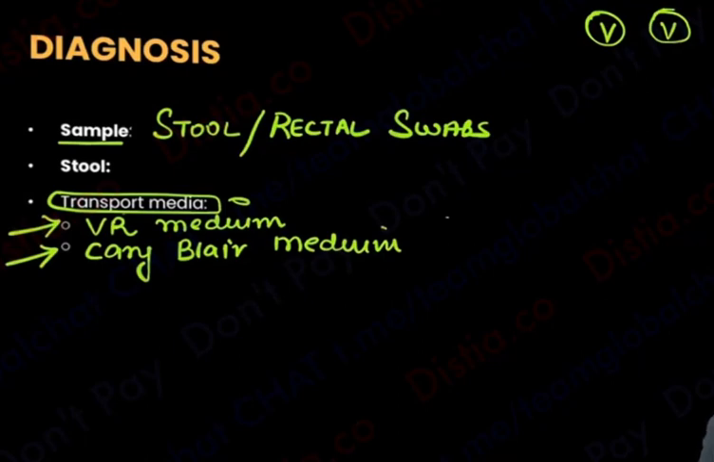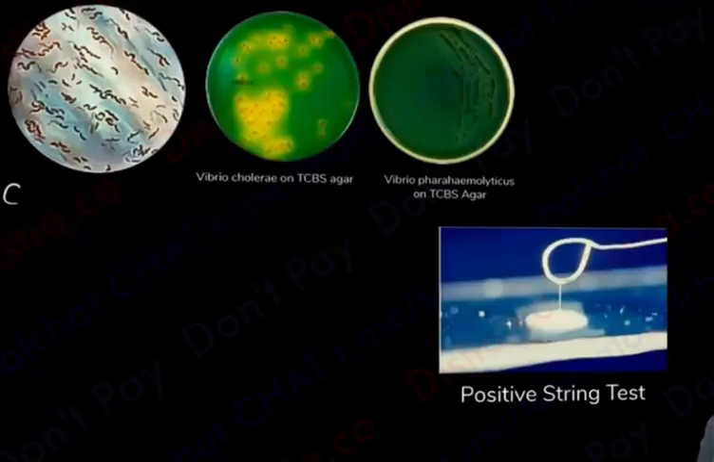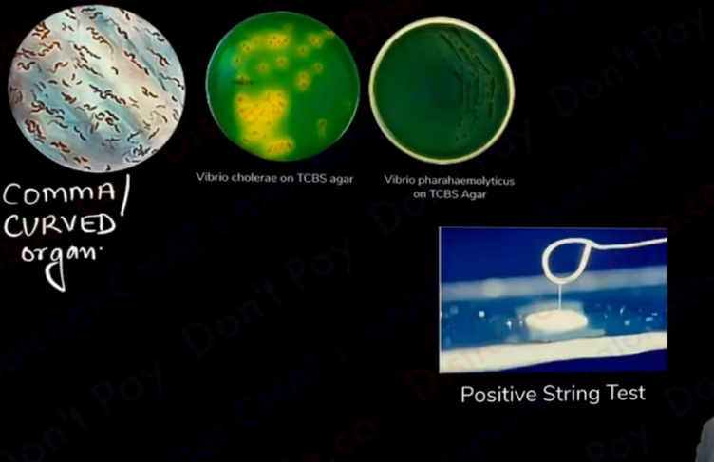Now, once you've got the sample in your lab, you're first going to look at it under the microscope. Then you're going to do some tests. Then you will put it in some culture. So when you first look at it under the microscope, what do you see? We see the famous comma-shaped organism. Comma shape or curved organism is what you are going to identify, and the color is not purple. Why? Because this is a gram-negative bacillus.